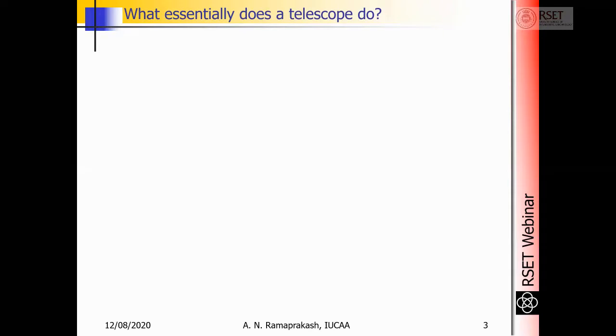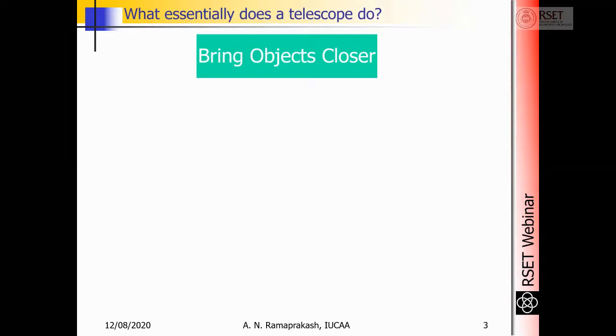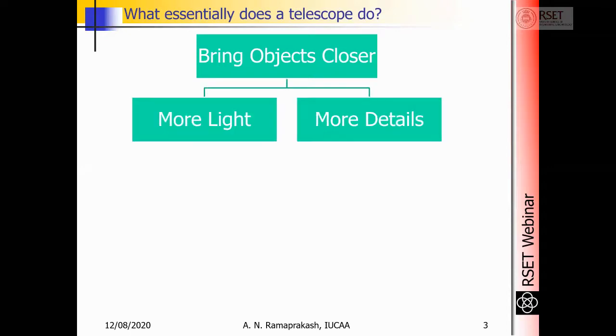But as I said earlier in the beginning, telescopes are the tools which revolutionized our understanding of the skies and the objects we see in the skies, like the stars, the galaxies, and other distant objects. Now the question is, how does the telescope help an astronomer to do this? What essentially does a telescope do? If you just break that question into a simple English answer, you say if you look through a telescope, objects appear closer. Now there are two aspects of bringing objects closer.